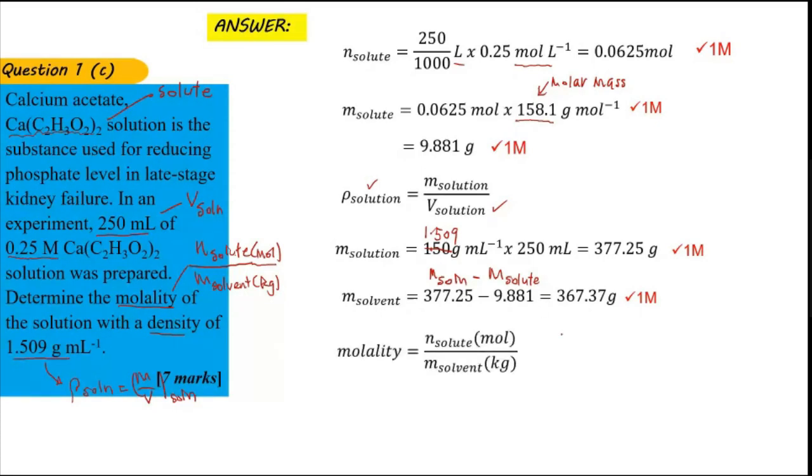So write out the formula first. And then substitute. You see, when you write formula, you include the unit, so you remember to convert the unit. From gram to kilogram, just divide by 1000, you get this. This is further rounded off, because too many figures here. 367.37 divided by 1000, so it's 0.367. 37 can be rounded to 4. Okay, so you're done. Molality is found 0.17 mole per kilogram.